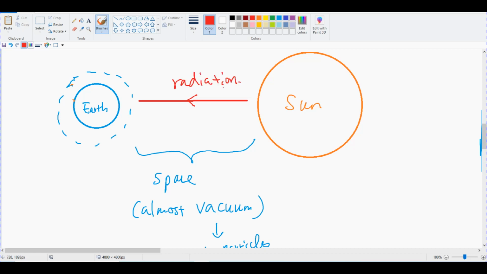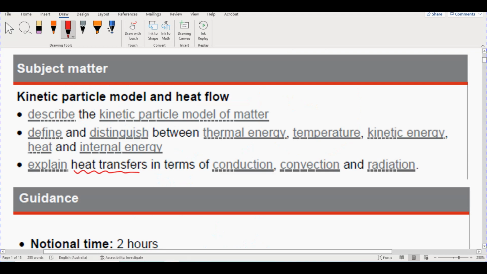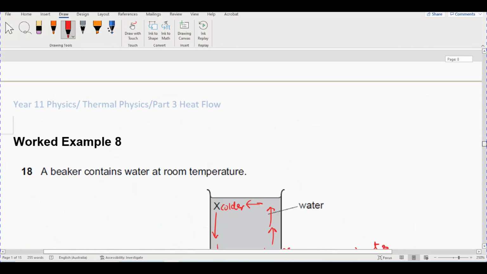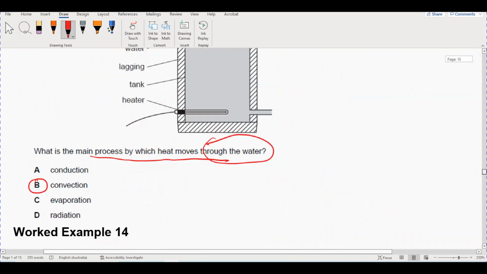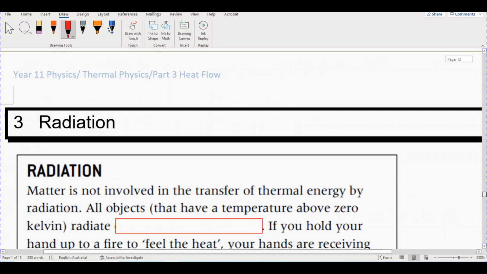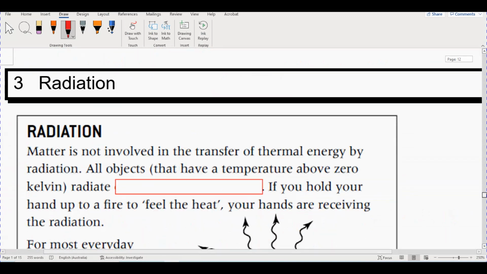Okay, so then the next question will be, what's the nature of this radiation? What's the nature of this kind of radiation that can carry the energy from the sun to the Earth? Okay, so let's go back to the handouts. Let's move over here. Okay, so radiation, that's okay.